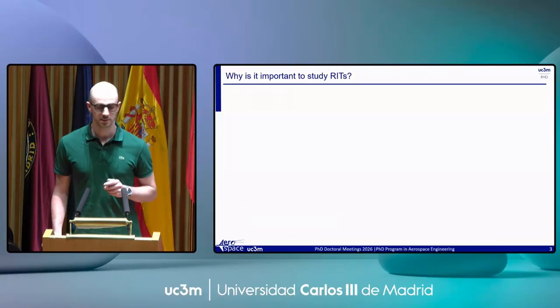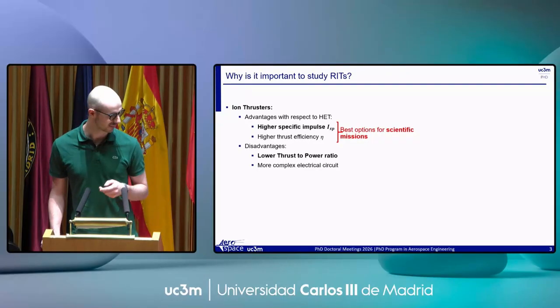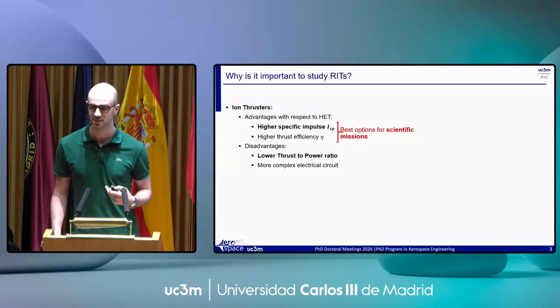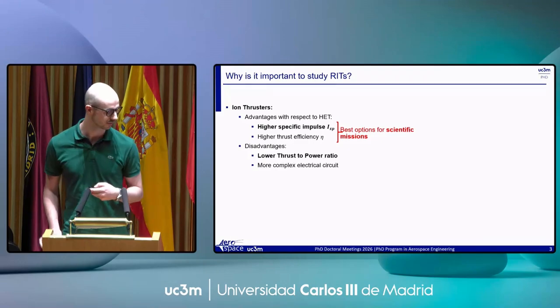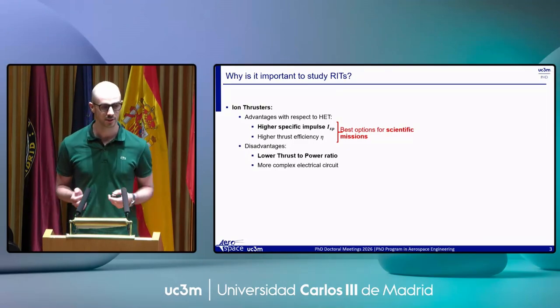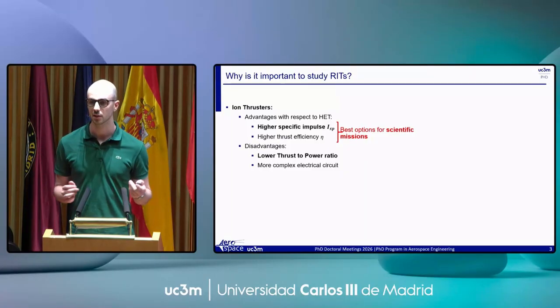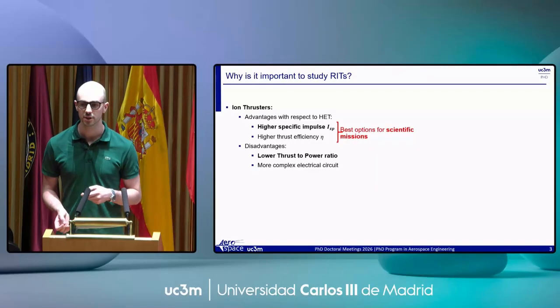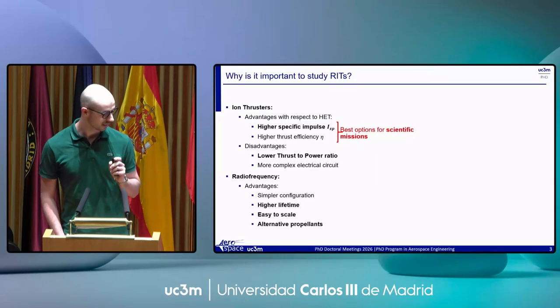Why do we study RITs? First of all, because they are ion thrusters. This means that they have some advantages, especially with respect to Hall effect thrusters, and the advantage stands in the very high specific impulse and very high velocity that they can achieve. So the thrust efficiency is also high, which makes them one of the best options for scientific missions. However, they have some drawbacks, like the lower thrust to power ratio and the more complex electrical circuit.